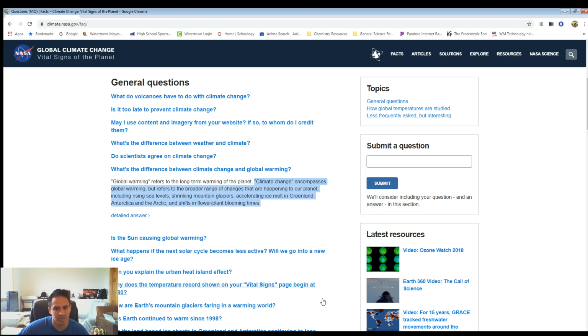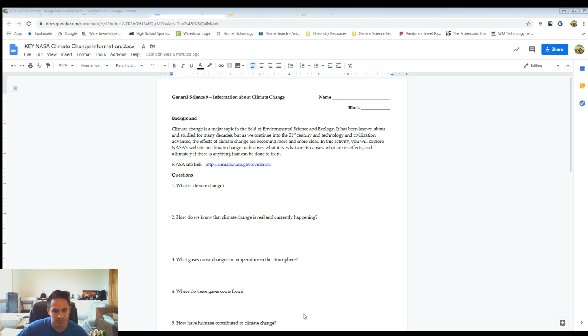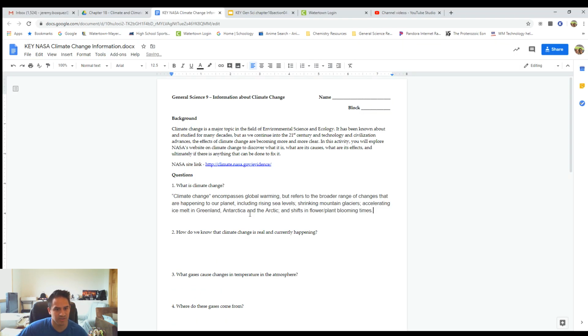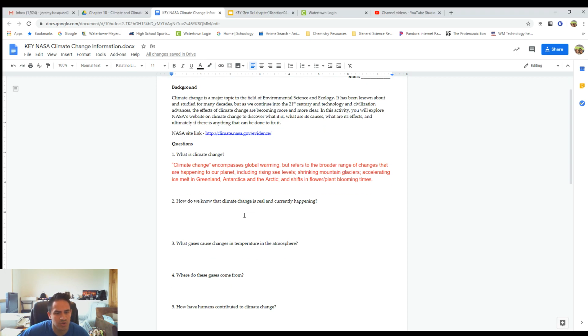I'm going to copy and paste this because I know that this is essentially what we're looking for. So let's go back to our worksheet and paste this in here. So what is climate change? It basically encompasses global warming, but refers to this broad range of all this other stuff. It's not just about rising temperatures, it's everything. So number 2, how do we know that climate change is real and currently happening?